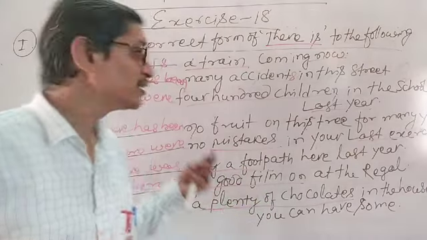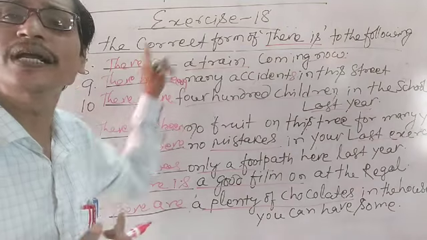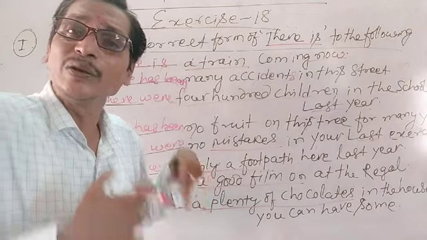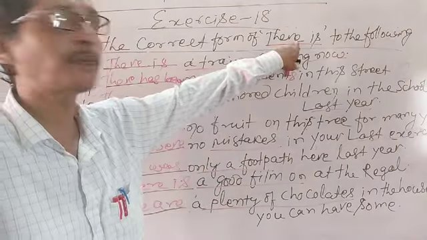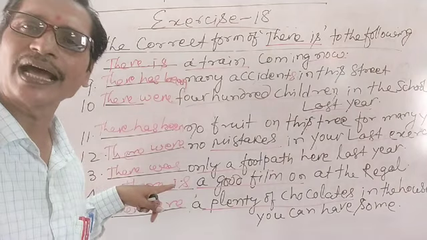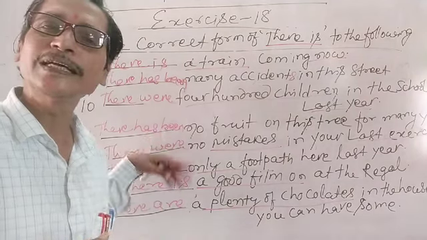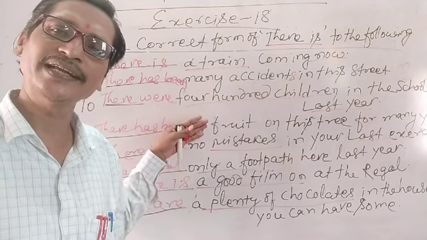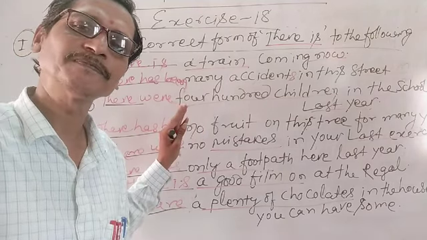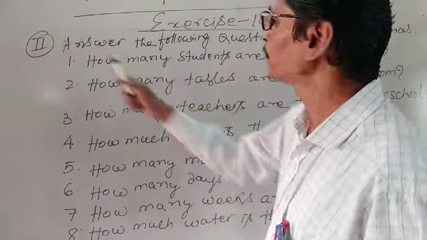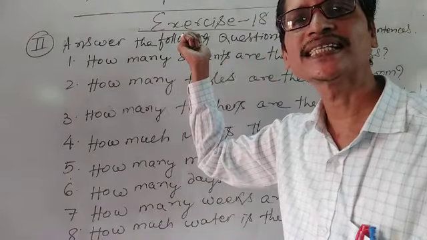You understood? This is part 1 of your exercise 18, in which we have used the correct form of there is in the spaces given. Understood? Let's understand the second part of the exercise 18. Okay, let me write. Here, let us discuss part 2 of exercise 18.